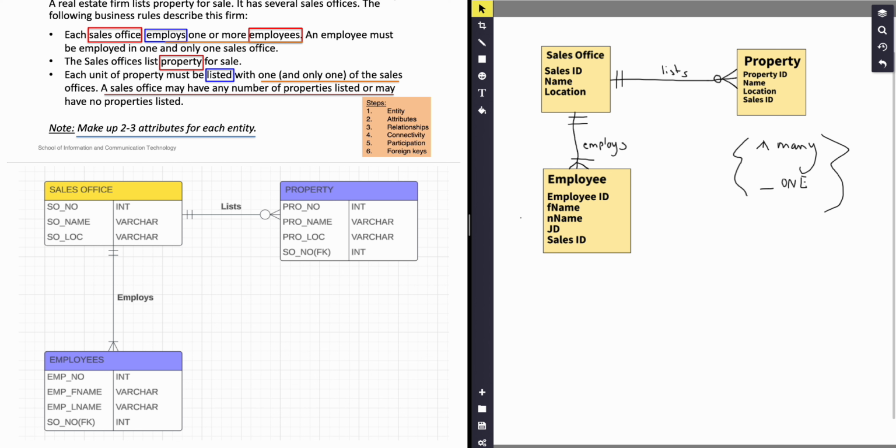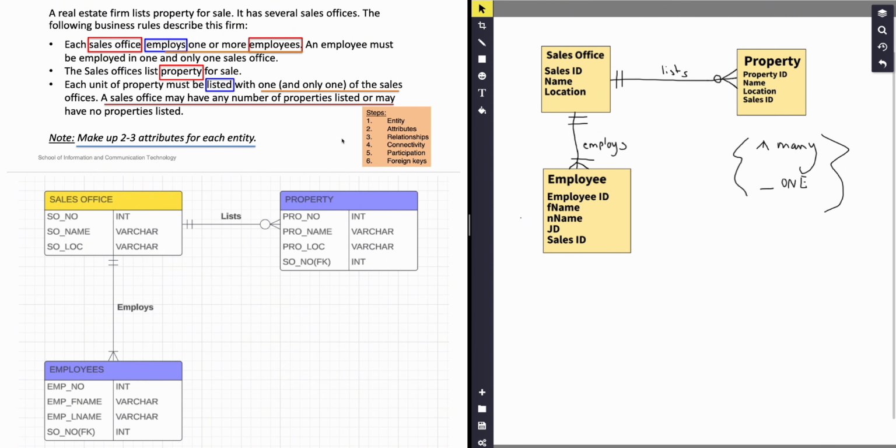Alright, so welcome to the fourth video. I'm moving along quite quickly here, which is good. I just want to show you the answer to the example that we gave in the previous video.